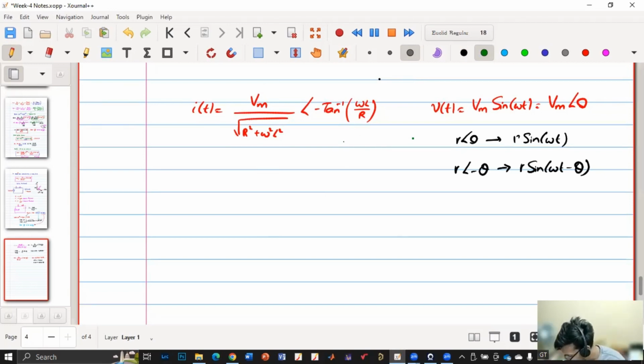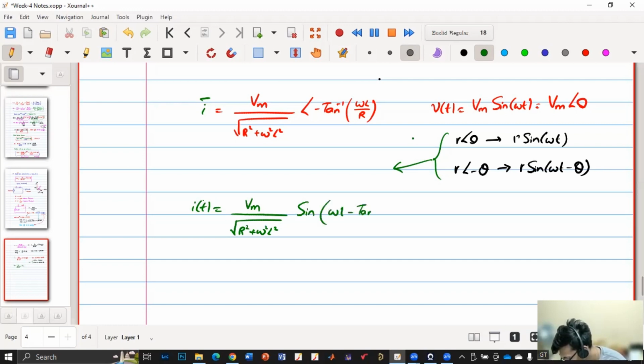So if I use this logic and write my I of t, I will get something like this. My I of t will be, again, this is not I of t, sorry. I cannot write t because this is a phasor. So I bar phasor. My I of t will be, so now this will be I of t. Now I can write in sine terms. So Vm by the magnitude, square root of R square plus omega square L square, into sine of omega t minus tan inverse omega L by R.